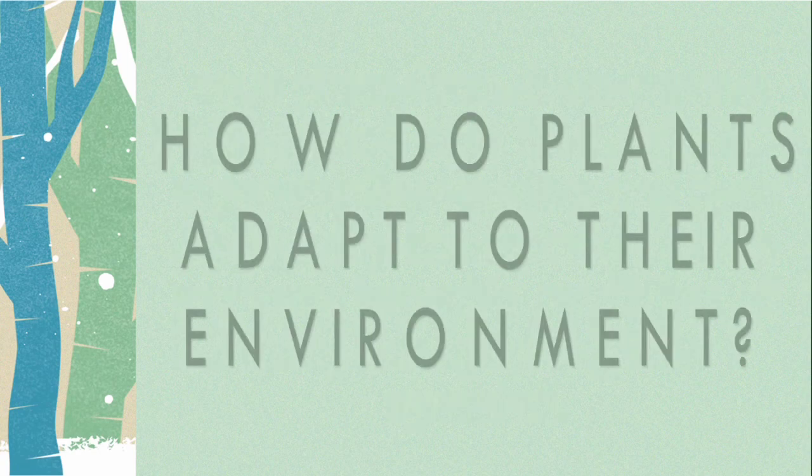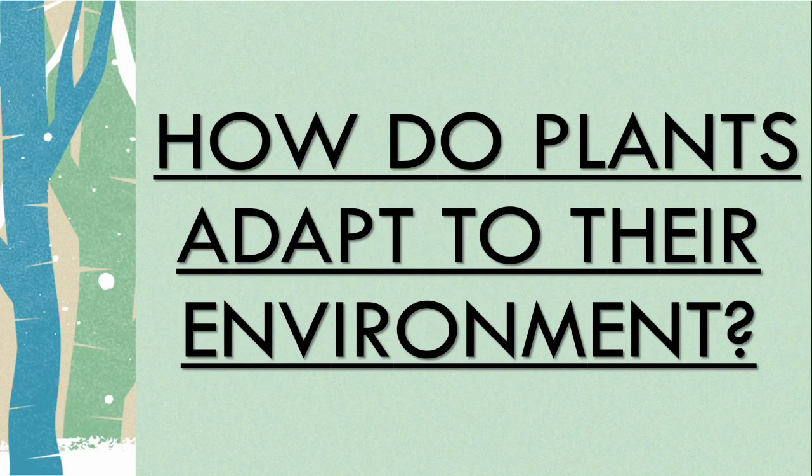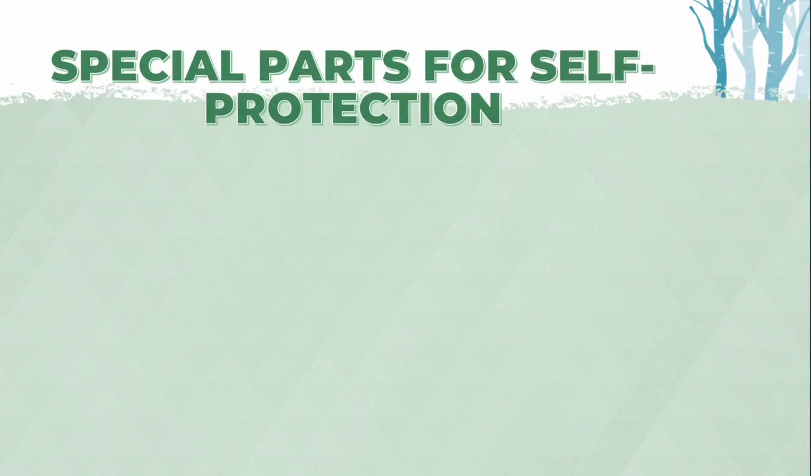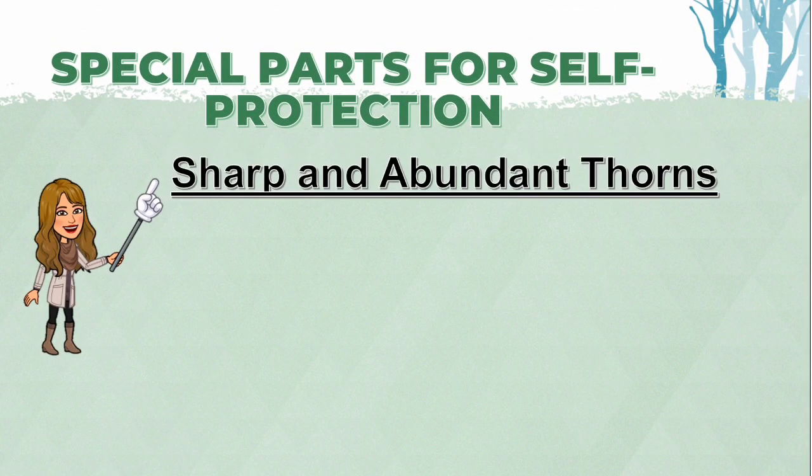Okay? So let's discuss how do plants adapt to their environment. So plants adapt to their environment in different ways in order to survive. So we will discuss those different ways in order to survive the plants in our environment. Okay, the first one is special parts for self-protection. So special parts for self-protection, plants just like animals have special structures to protect themselves from the environment.